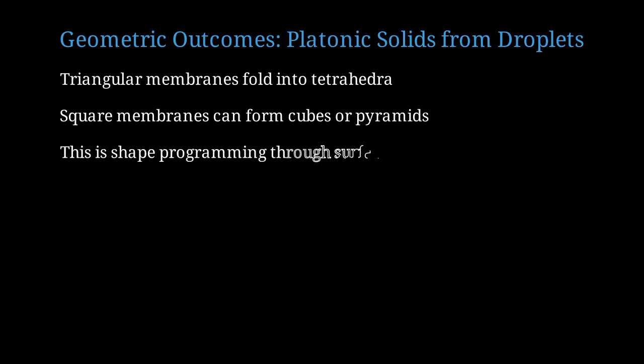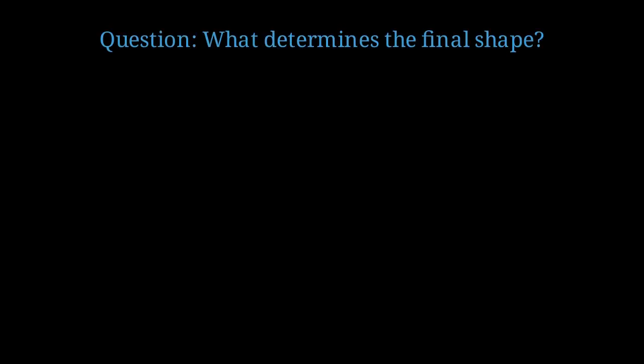By patterning the wettability of the membrane or controlling the droplet volume, researchers can program specific three-dimensional shapes to emerge. This is a form of self-assembly where chemistry dictates geometry. You might wonder, what exactly determines which shape the membrane will fold into? Is it random or predictable? The final shape is determined by the boundary conditions, the initial symmetry of the membrane, and the volume of liquid.